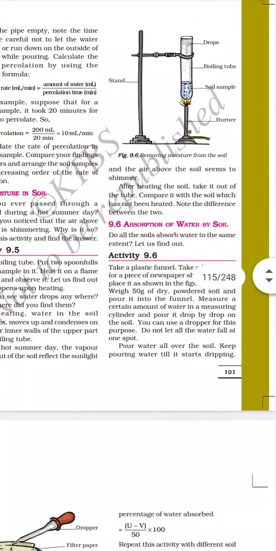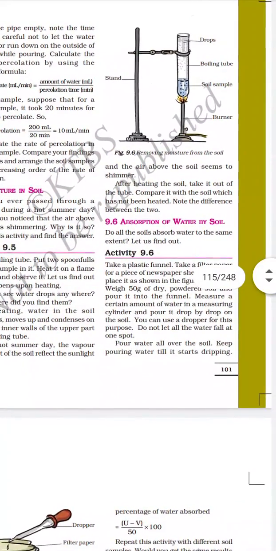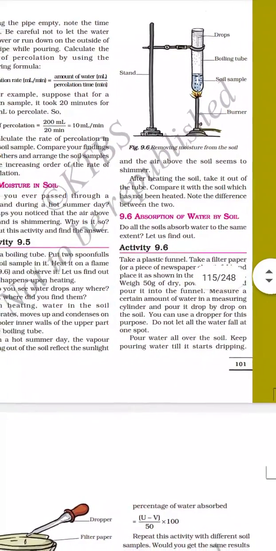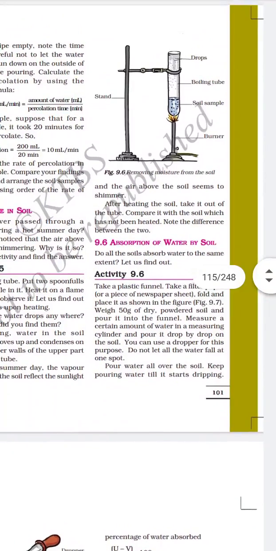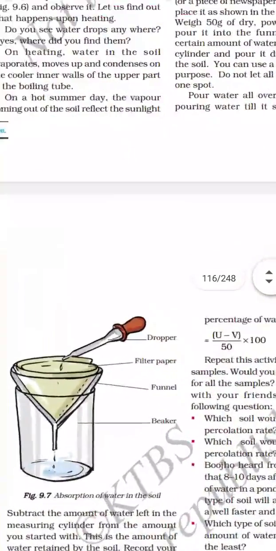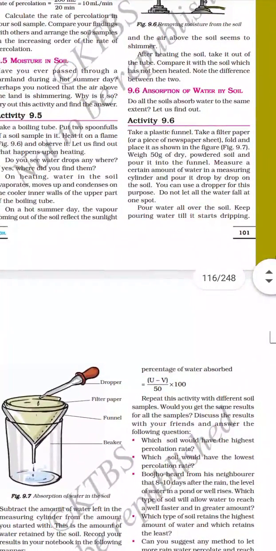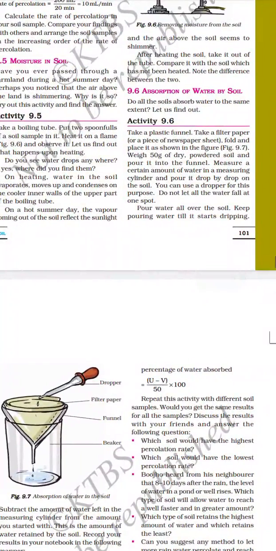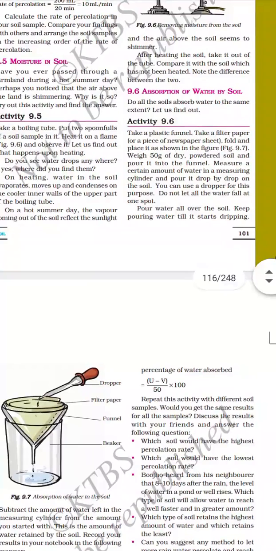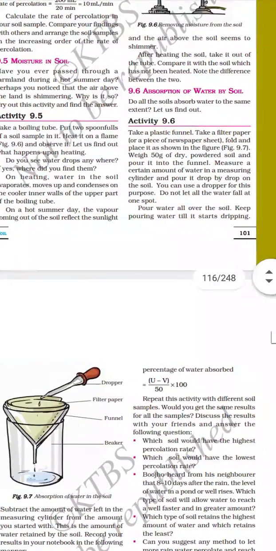Next, absorption of water by soil. Do all soils absorb water to the same extent? Let us find out. Take a plastic funnel, take a filter paper and place it as shown in the figure. Like this you should place the filter paper. Weigh 50 gram of dry powdered soil and pour it into the funnel. Measure a certain amount of water in a measuring cylinder and pour it drop by drop on the soil. You can use a dropper for this purpose. Do not let all the water fall at one spot. Pour water all over the soil. Keep pouring till the soil starts dripping.